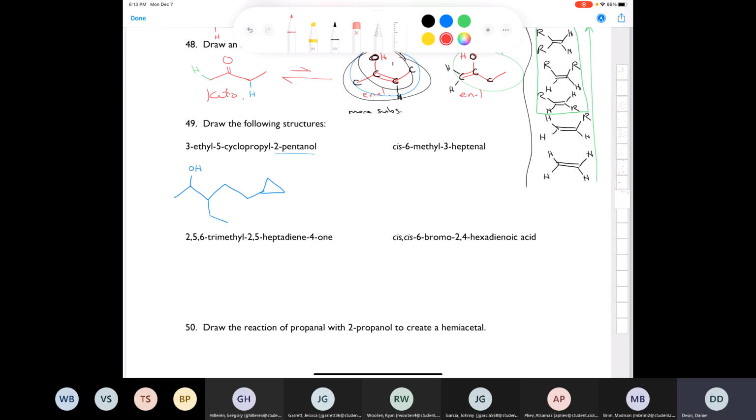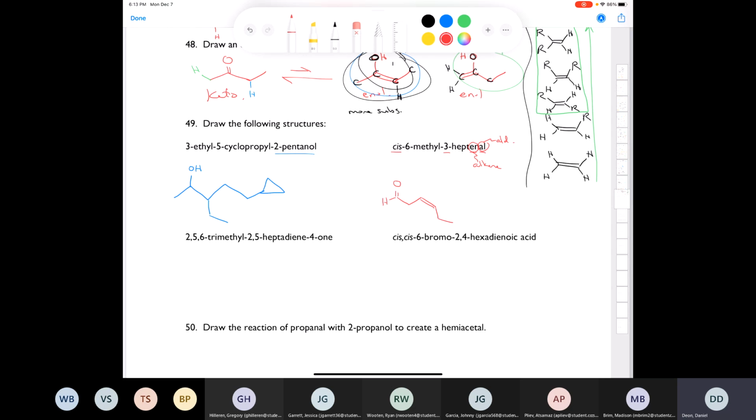Next one asks us for cis-6-methyl-3-heptenal. Now, these are bifunctional compounds. I put these in here to try to challenge you a little bit. But if it's got a 3-heptene, this means it's an alkene. But if it ends in al, this also means it's an aldehyde. So if we draw heptanal, that means it's got 7 carbons. Look, we've got 1, 2, 3, 4, and this is a cis bond. It's cis at the 3. So 1, 2, 3, 4, 5, 6, like that.